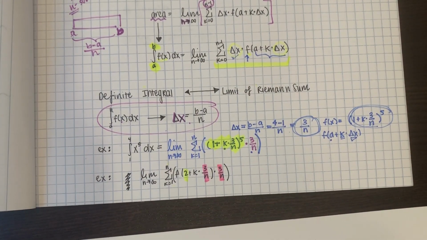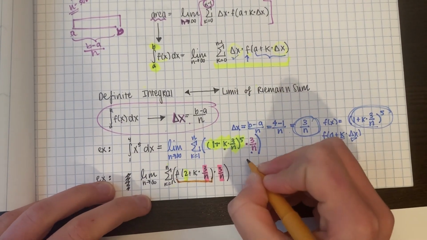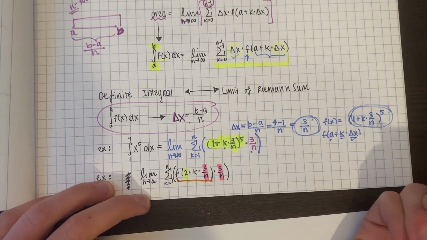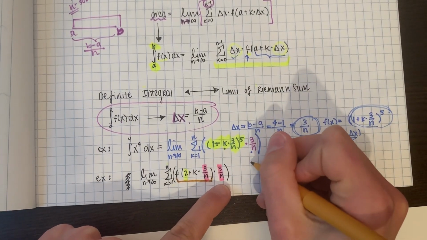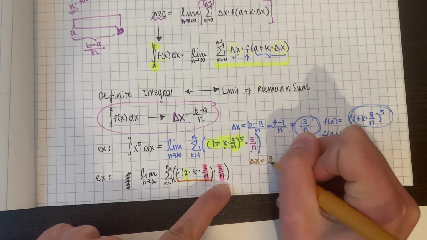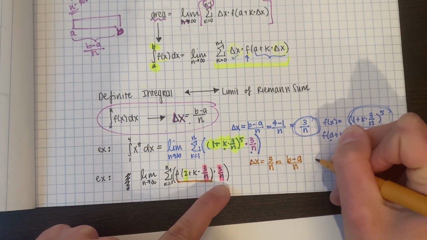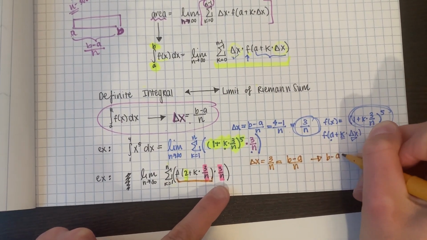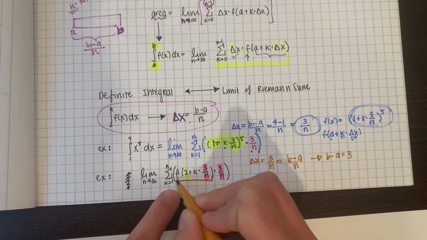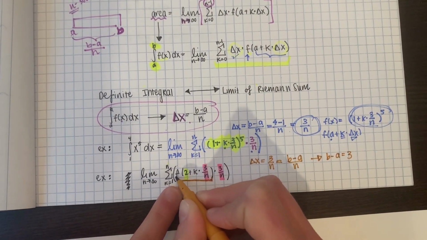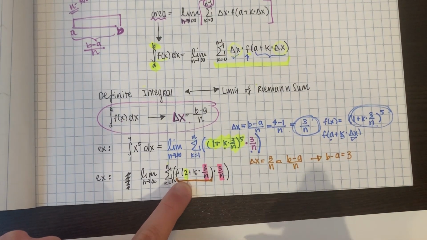So when we're dissecting this, we're looking at f of something times 3 over n. This times 3 over n gives us a clue about what our delta x is. Delta x is equal to 3 over n, which should be equal to b minus a over n. So then we know that b minus a is equal to 3. Now this tells us our f of a plus k times delta x.